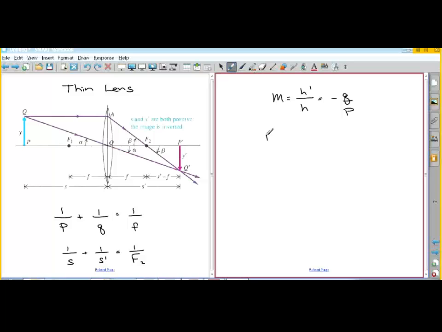Also, this is called the lensmaker's equation. And in your book it says 1 over f is equal to n minus 1, where n is the index of refraction of the lens, times 1 over r1 minus 1 over r2. So these are the radii of the lens.